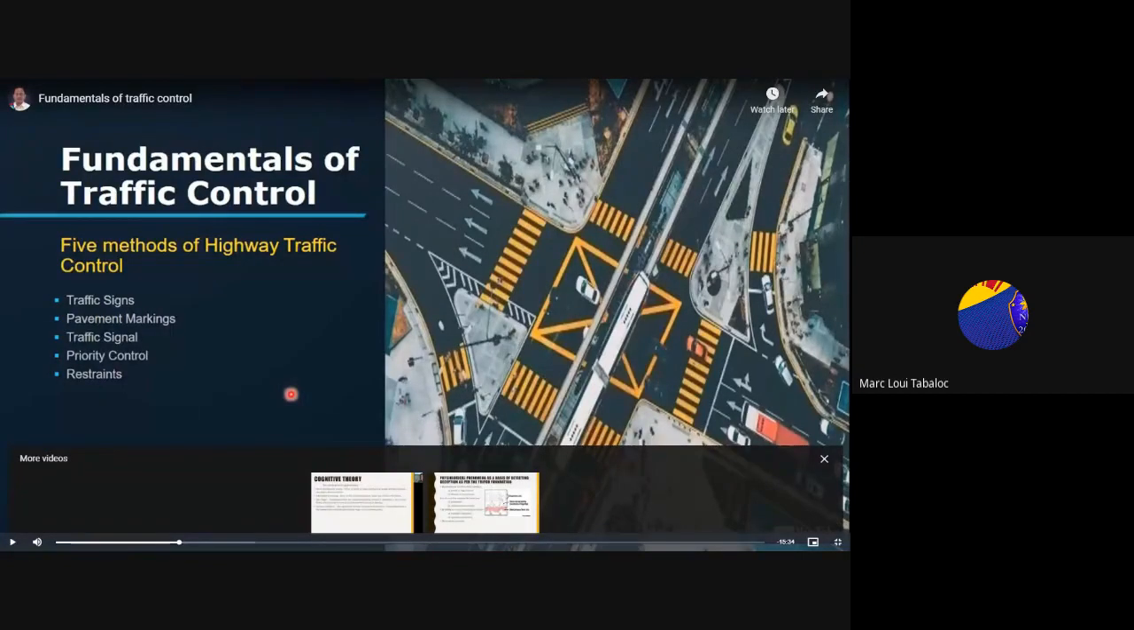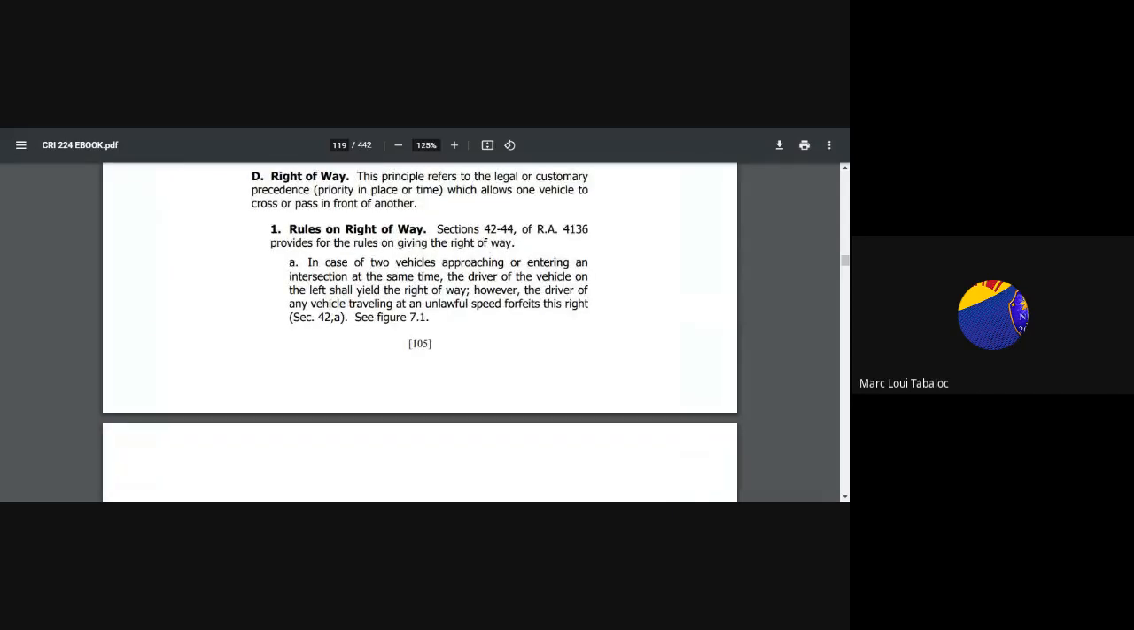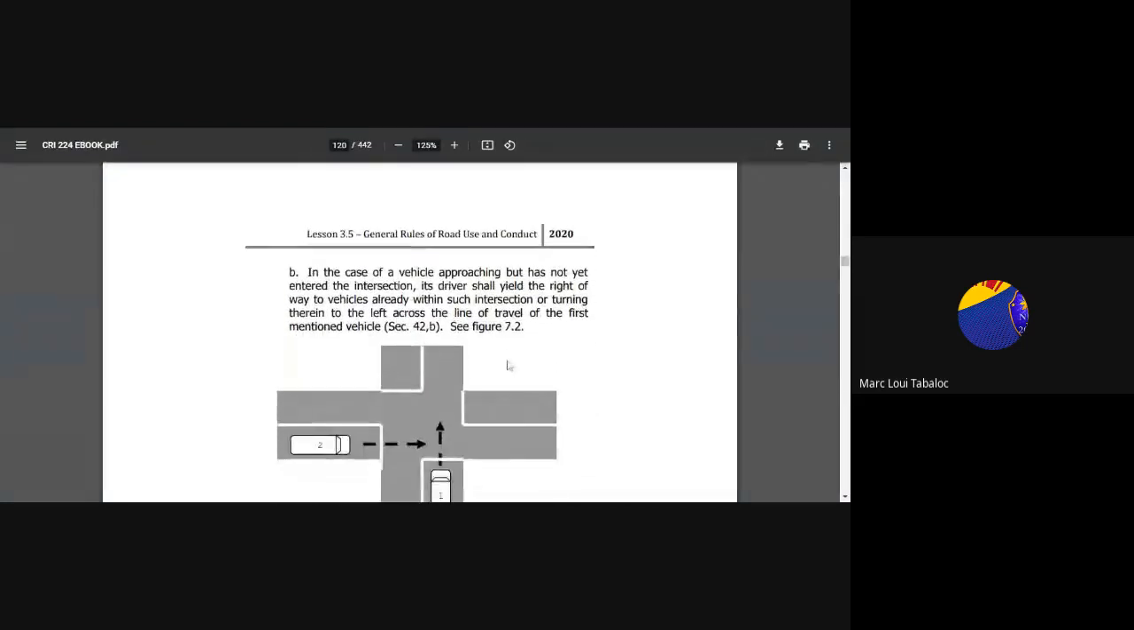Okay? But before that, let me just go back to a previous topic which is the right of way. Let me just share it for this time. I'll be quick. Right of way procedures. We have many rules there, especially for those who don't know or have forgotten the rules on right of way based on the Land Transportation Code.